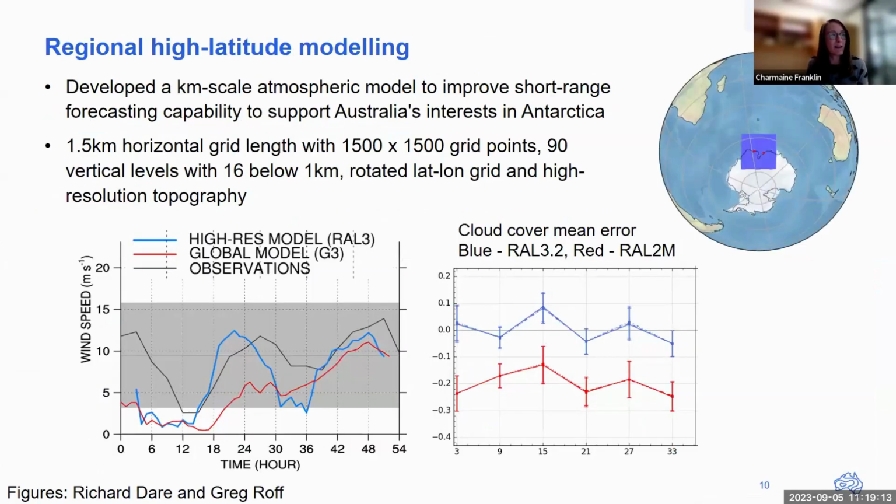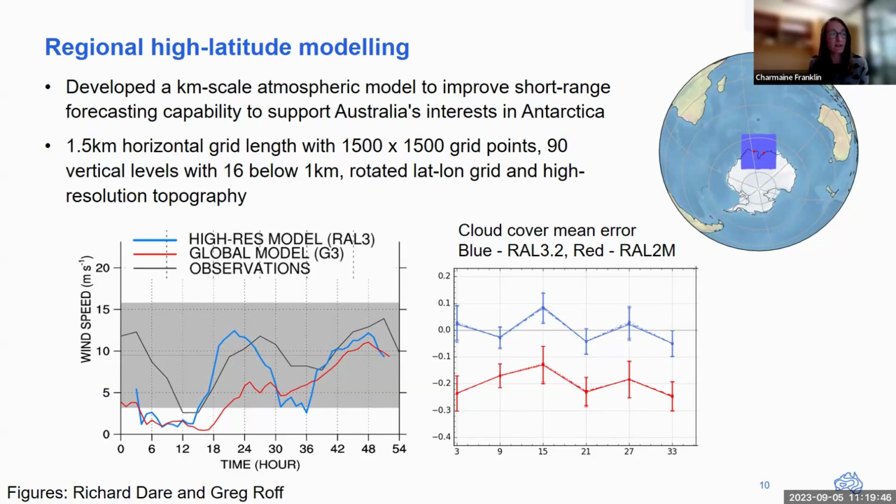Just briefly on our regional high latitude modelling. So we've developed a 1.5 kilometre model over the Davis and Mawson region. So these are 1,500 by 1,500 grid point models. We have really high resolution in the vertical, particularly in the boundary layer, with 16 levels below 1 kilometre. And this is using a rotated lat-long grid. We also set this up using really high resolution topography, which is really important when you're doing modelling over the Antarctic region.